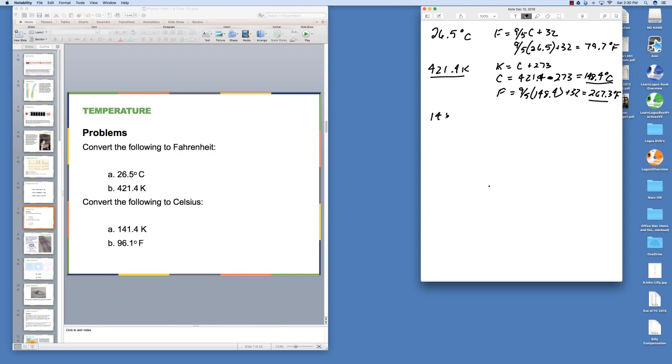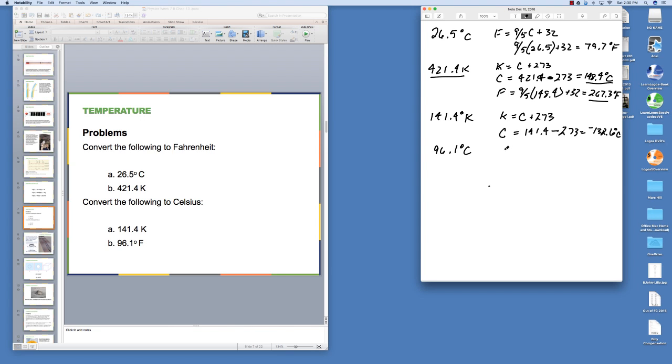Moving down to the bottom, converting from Kelvin to Celsius is actually quite simple. If you have 141.4 degrees Kelvin, Kelvin is equal to Celsius plus 273. So you're going to subtract 273 from this number. So C is equal to 141.4 minus 273. And if you do the math here, you get a negative 132.6 degrees Celsius.